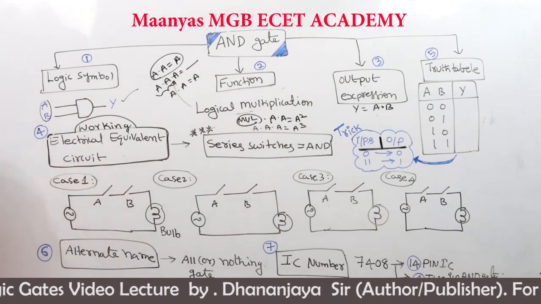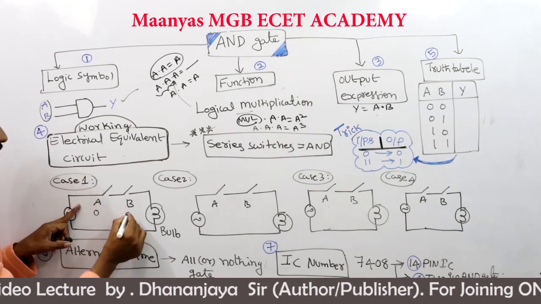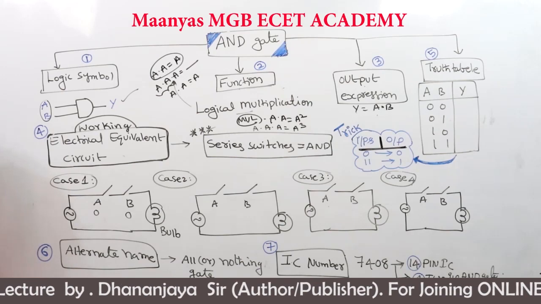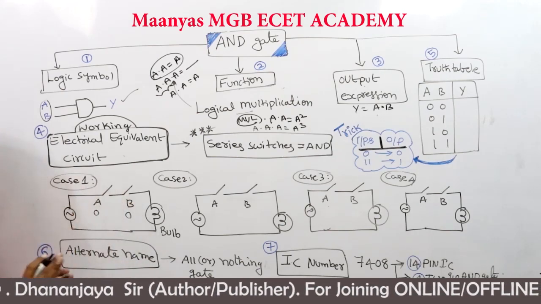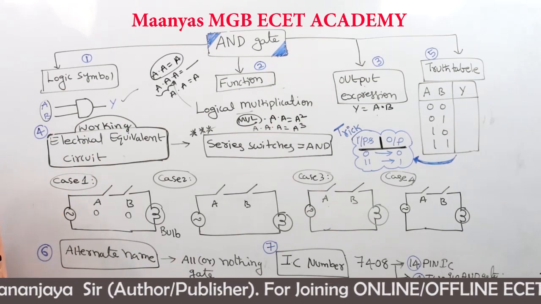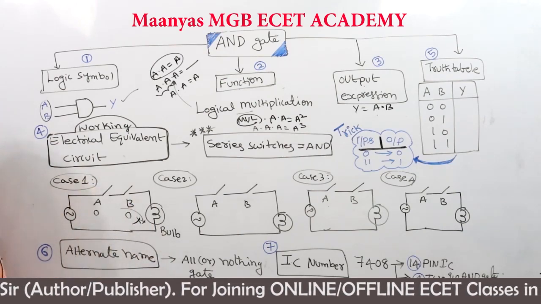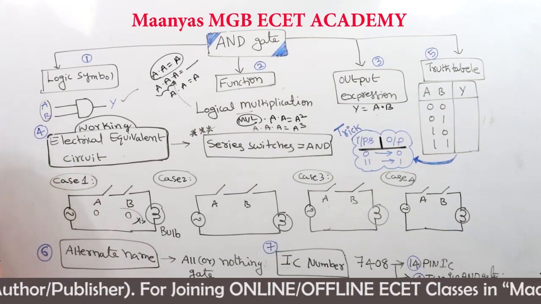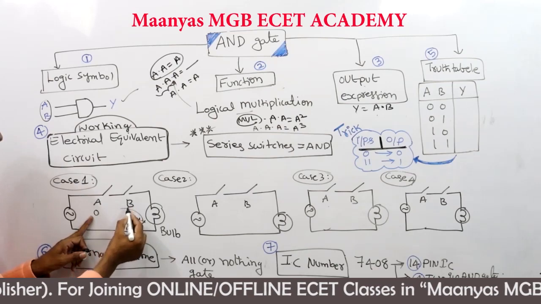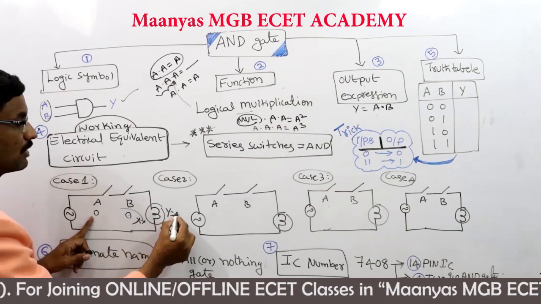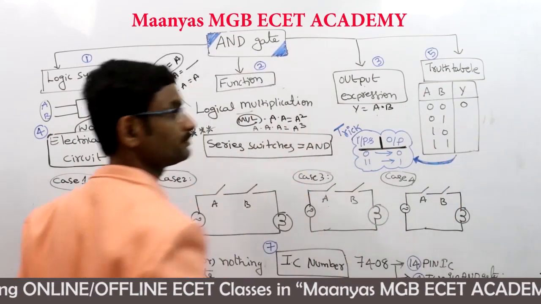Next, working. Here, in case 1, let us take A as 0 and B as 0. Yes, A0, B0. The two switches are open. No current flows through the bulb. The bulb does not glow. What we concluded: for the input A0, B0, Y is equal to 0.